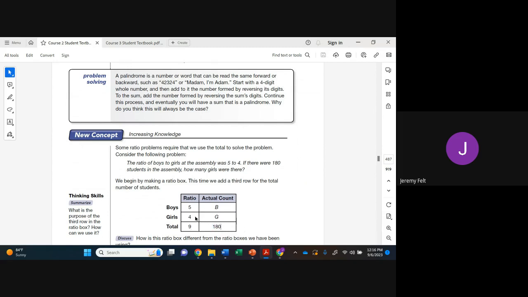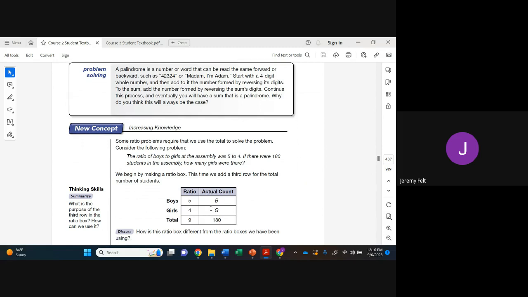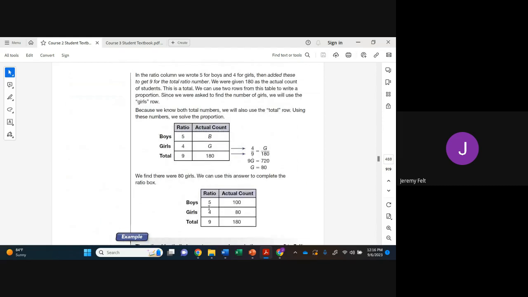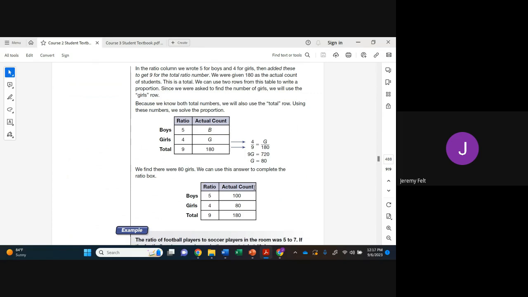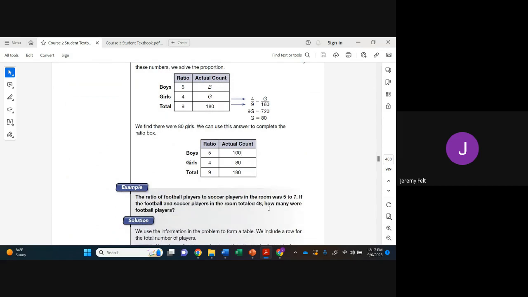So we're going to set up our ratios. 4/9 equals G, or whatever you want to call it for your unknown, over 180. We're going to cross multiply and divide. So we'd end up with 80. And we could do the same thing for boys, or since we know there's 180 in total, there's 80 girls, well, there has to be 100 boys. So I would probably just find the difference between those to calculate this value right there.